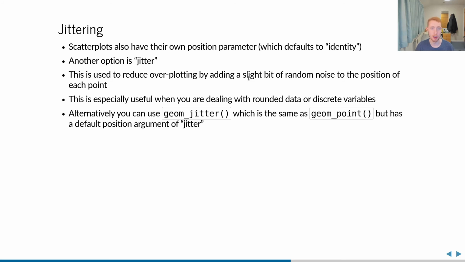Okay, we're also going to talk about jittering here. So scatter plots have their own position parameter. In fact, all geometries have a position parameter. And this defaults to identity. And so another option is jitter. Whereas identity plots things exactly where they were, jitter adds a bit of noise. And this is really important to reduce overplotting, that occurs when you have loads of data points in the same place.